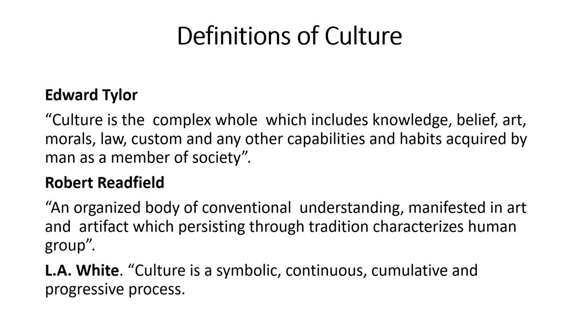Next, Robert defined culture as an organized body of conventional understanding manifested in art and artifact, which, persisting through their tradition, characterizes a human group. So this is an organized body of conventional understanding. When we are talking about written laws or written principles of a particular society, it means we are talking about the organized body of conventional understanding that is manifested by the people of that particular society.